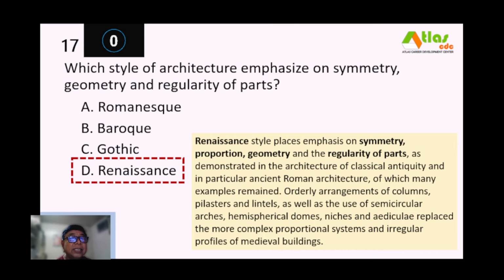The Renaissance style places emphasis on symmetry, proportion, geometry, and the regularity of parts, as demonstrated in the architecture of classical antiquity, and in particular ancient Roman architecture, of which many examples remain. Orderly arrangements of columns, pilasters, and lintels, as well as the use of semicircular arches, hemispherical domes, niches, and aediculae replaced the more complex proportional systems and irregular profiles of medieval buildings.